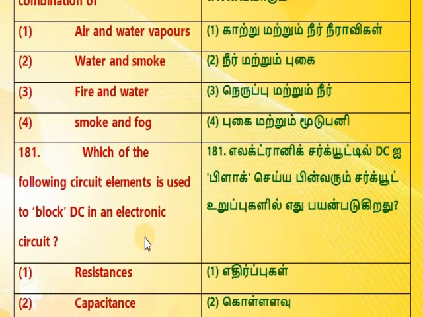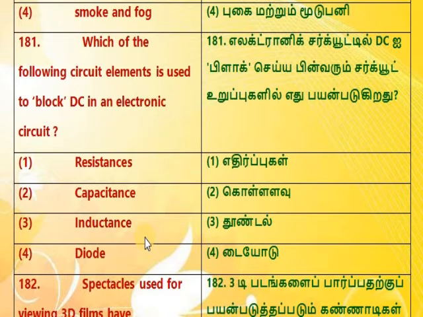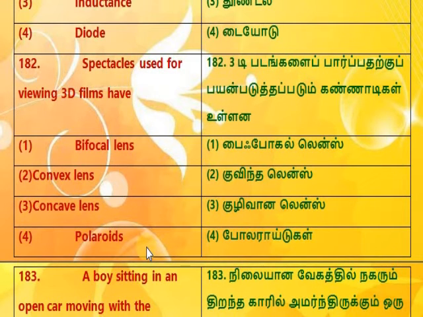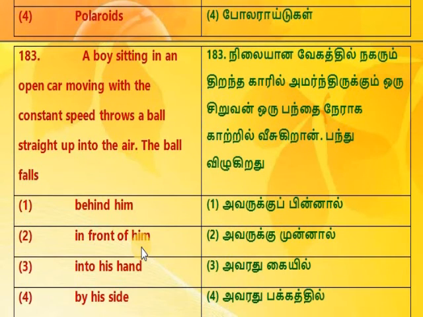181. Which of the following circuit elements is used to block DC in an electronic circuit? 1. Resistances. 2. Capacitance. 3. Inductance. 4. Diode. 182. Spectacles used for viewing 3D films have 1. Bifocal lens. 2. Convex lens. 3. Concave lens. 4. Polaroids.